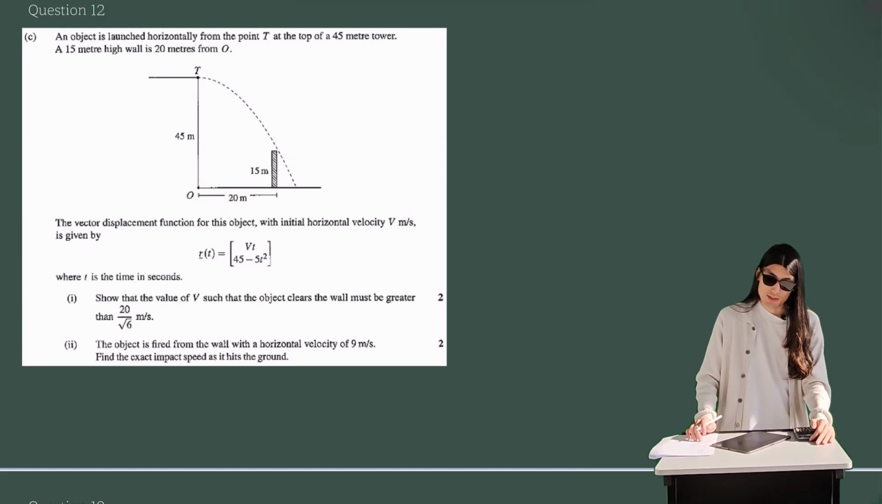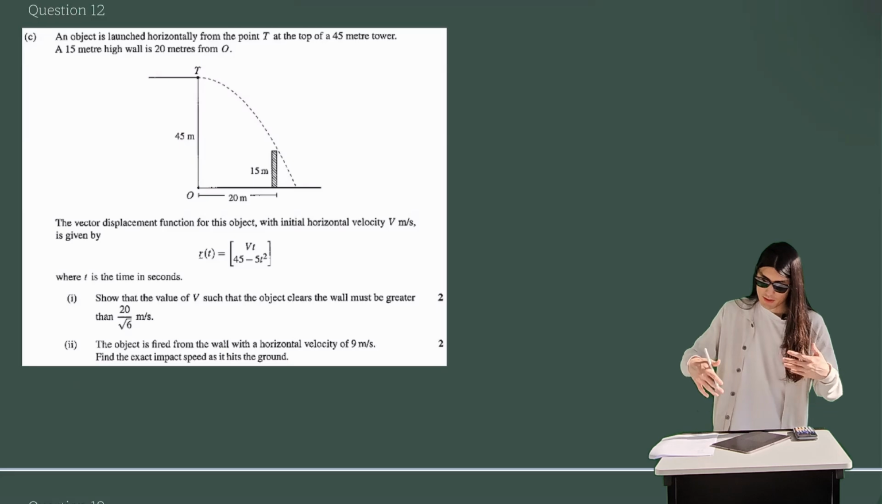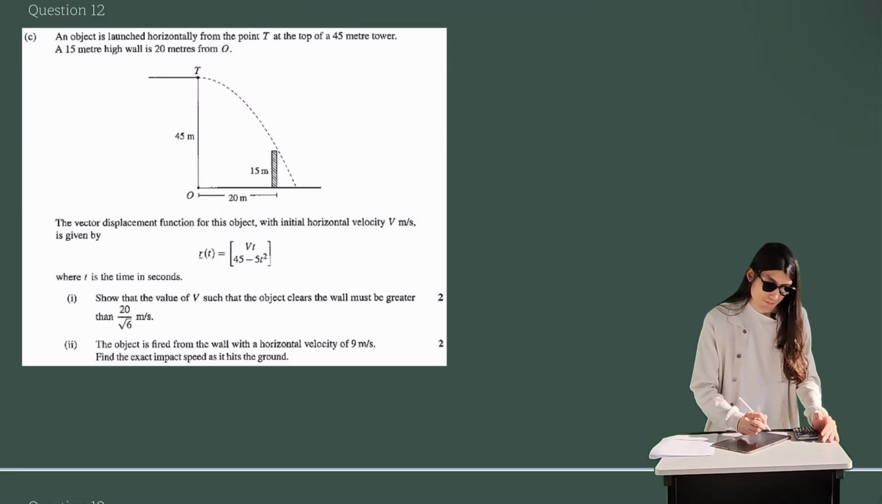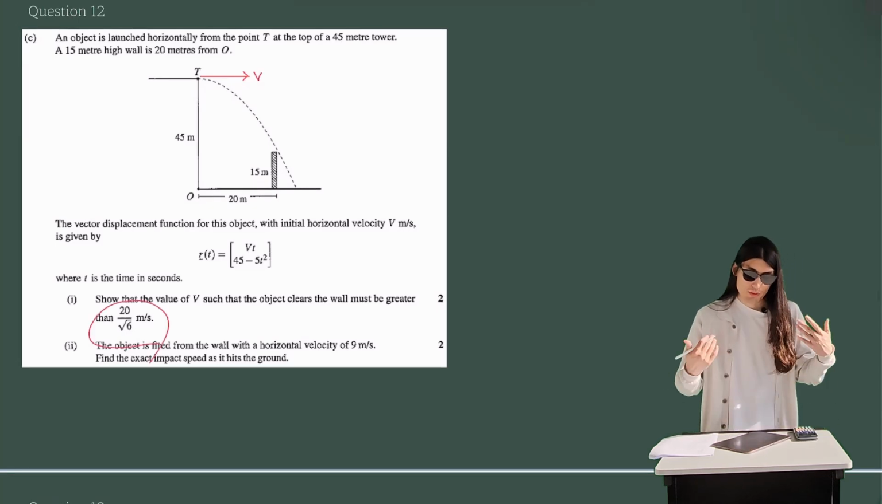And capital V is the initial horizontal velocity. T is time in seconds. Show that the value of V such that the object clears the wall must be greater than 20 over root 6. So part i is telling us that the initial speed, the launch speed V, this over here, launched this way, must be sufficiently big, right? It must be bigger than this number over here for it to clear the wall.